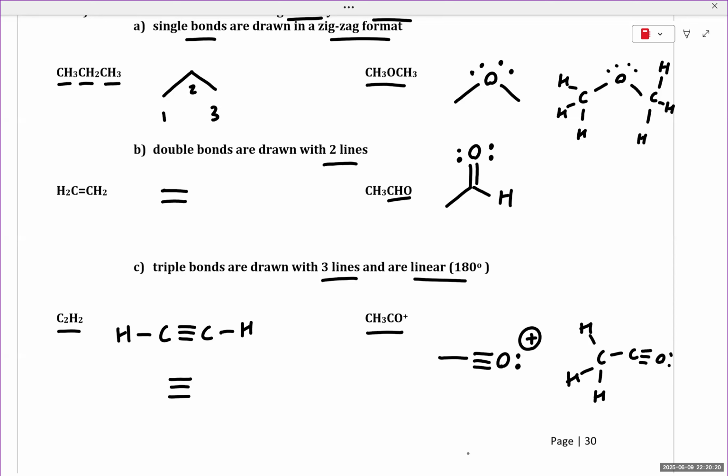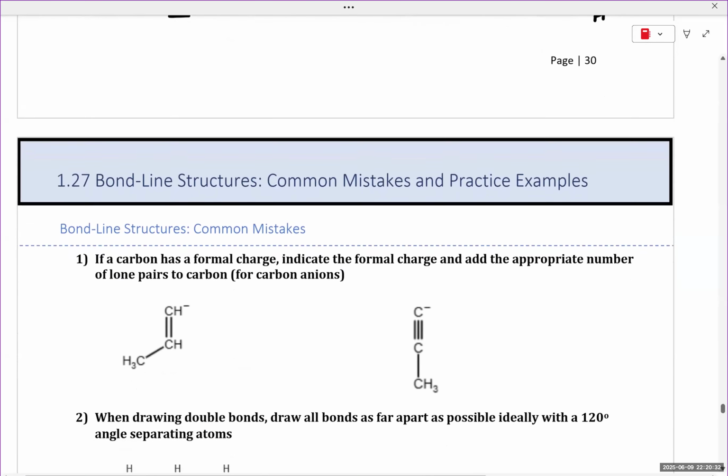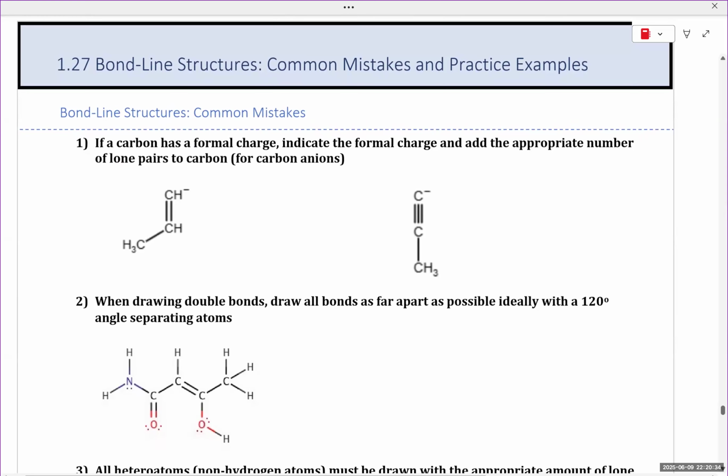As you can see, bond line structures are incredibly succinct and efficient. So let's talk about some common mistakes.